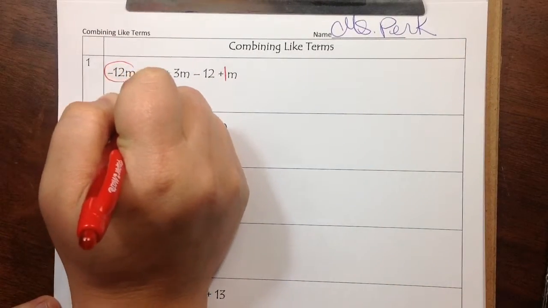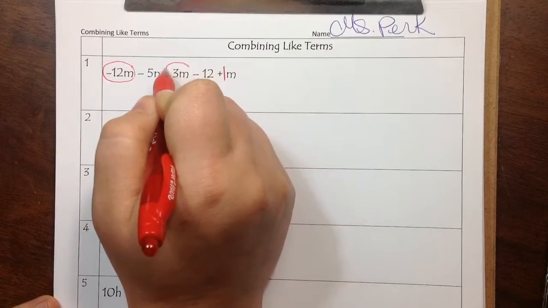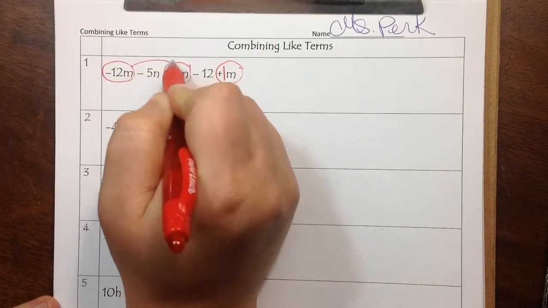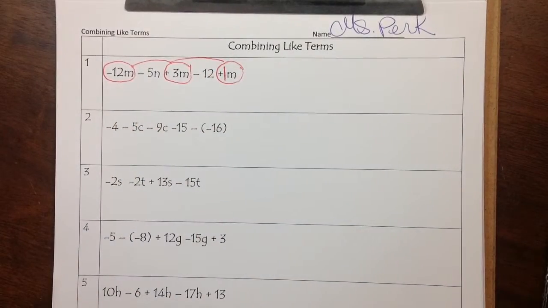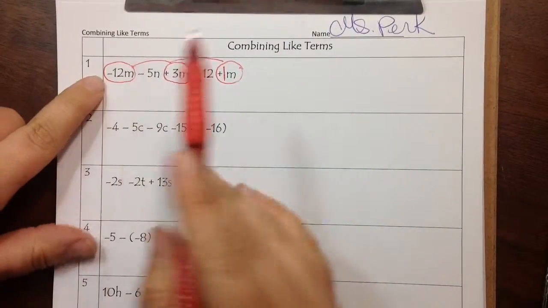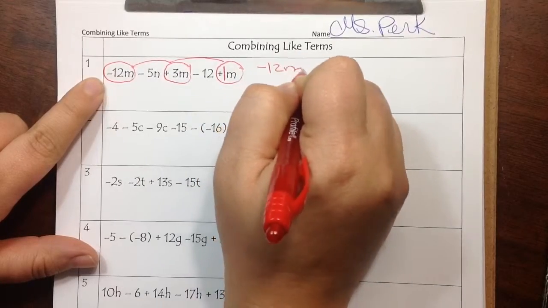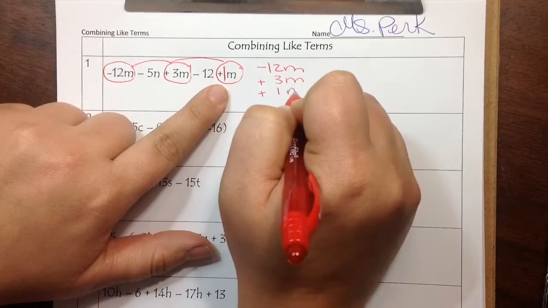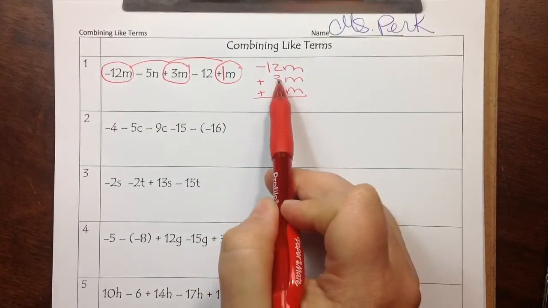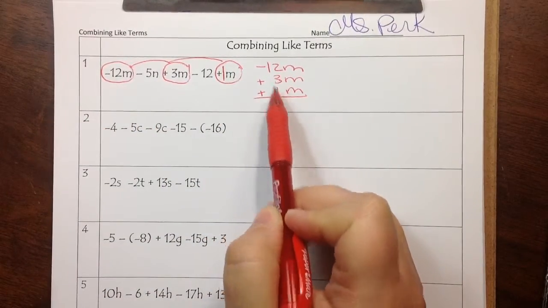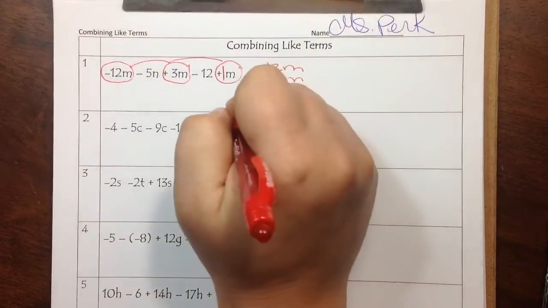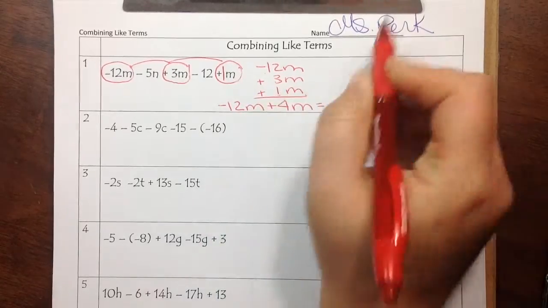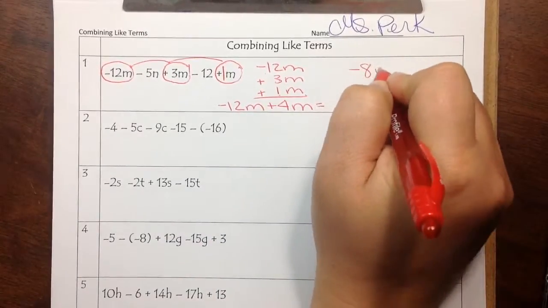So negative 12m can be combined with 3m, can be combined with 1m, and they can be combined because the terms are the same, because they're all in m. So now I have negative 12 plus 3 plus 1. So 1 plus 3 is 4. Negative 12 plus 4 would give me a negative 8m.